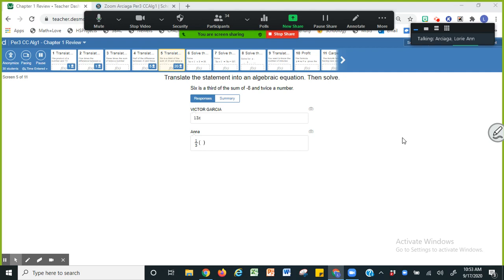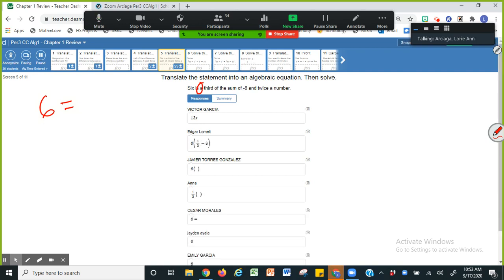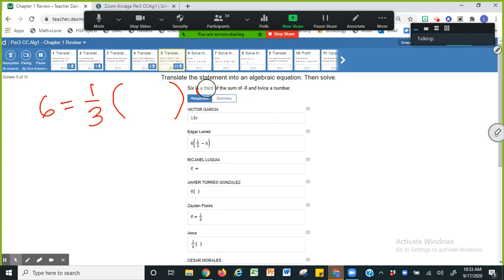6 is 6 is a third. So usually is means equal sign, right? So 6 is equal to a third. So 1/3. 1/3 of the sum. 1/3 of the sum.